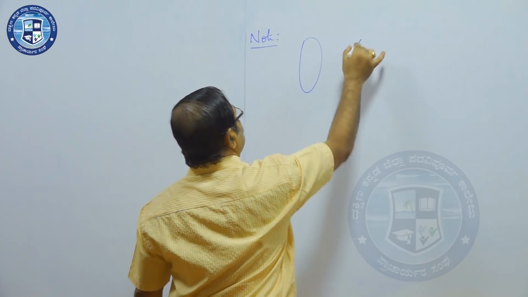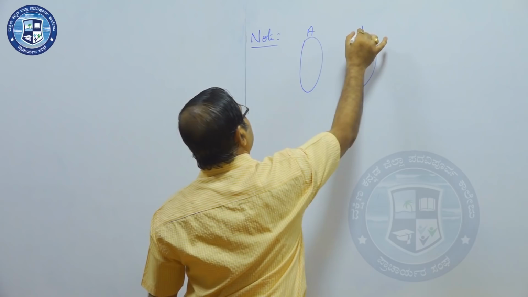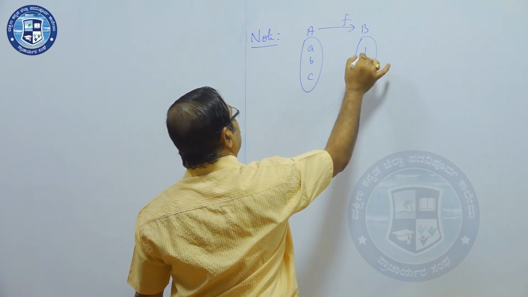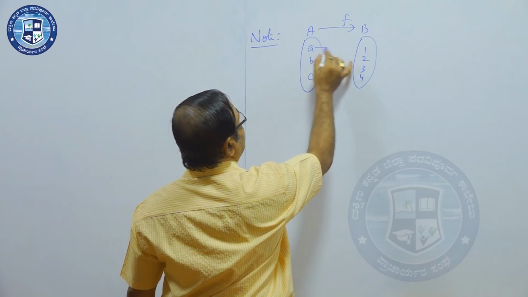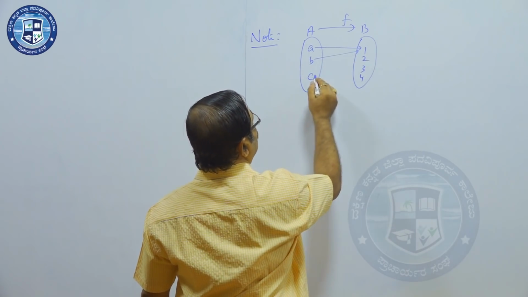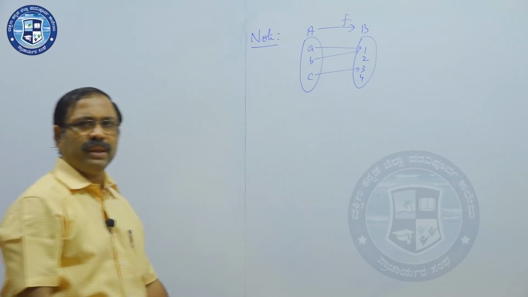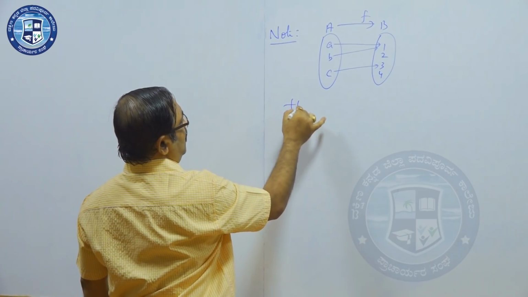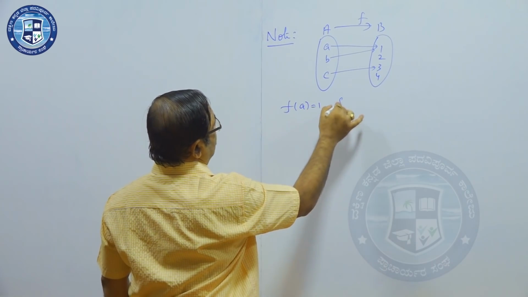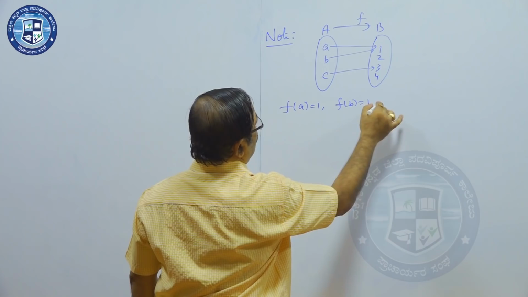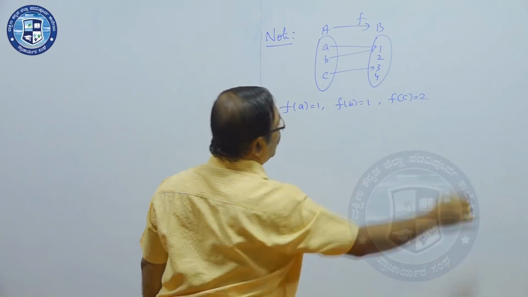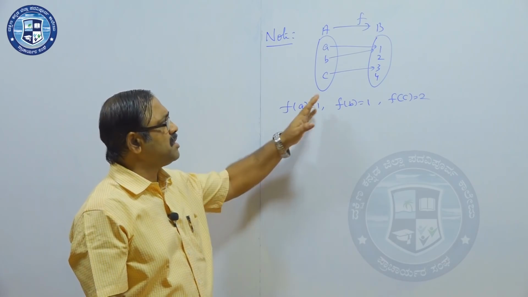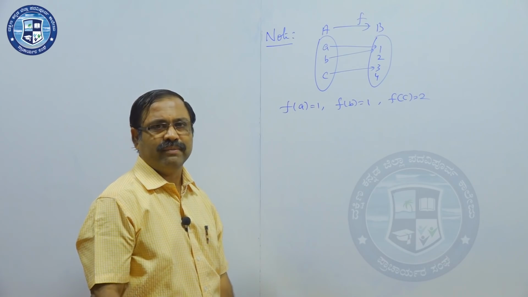See, just look at this function. Say the function is A to B. Let us write a, b, c, 1, 2, 3, 4. A going to 1, b going to 2, c going to 3. Now we observe that f of a equal to 1, f of b equal to 1, f of c equal to 2. But this is not one-to-one. This is a function, but this is not one-to-one.